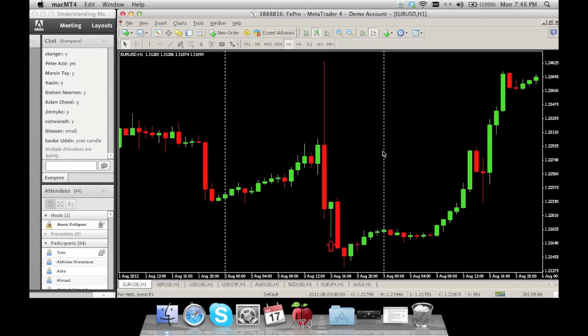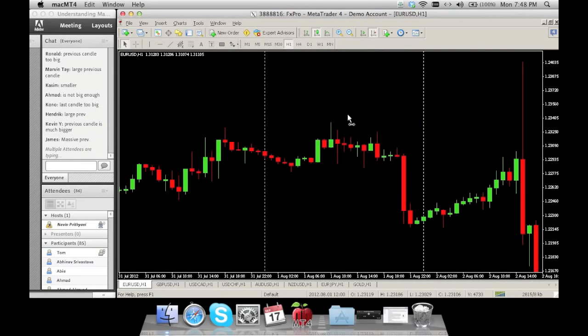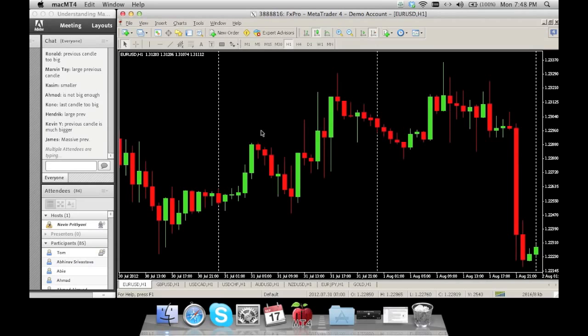Okay, Hassan says it's small. Sardar says previous candle. Abhinav says small compared to the previous. Okay, good, good. So you guys are on the right track. Okay, so let's move on. Let's get some more examples for you guys, and then we move on to the other patterns.